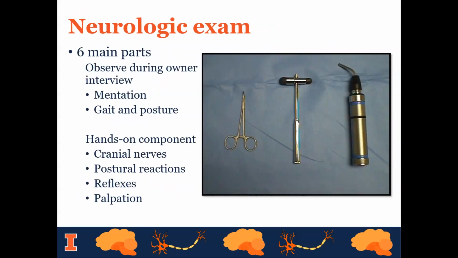But no matter what, don't forget to not overlook those other systems when we're trying to figure out if this is neurological or not. So for the neuro exam, there are six main parts. And the first two parts are things that you can do just while you're in that history taking process. I like to tell owners to put animals on the floor so that they can let them walk around the room and explore a little bit.